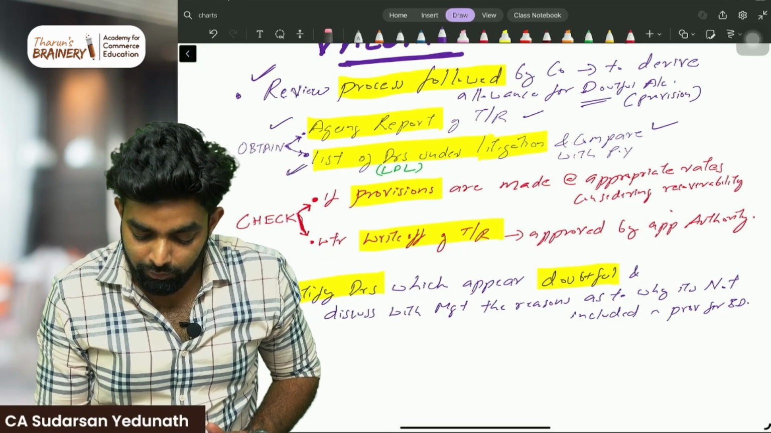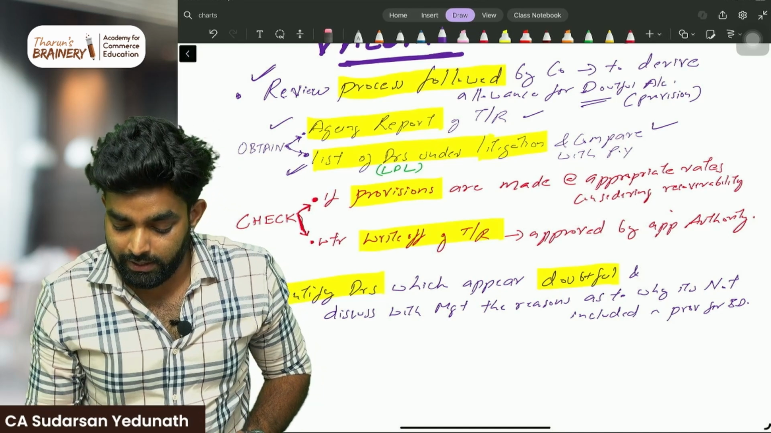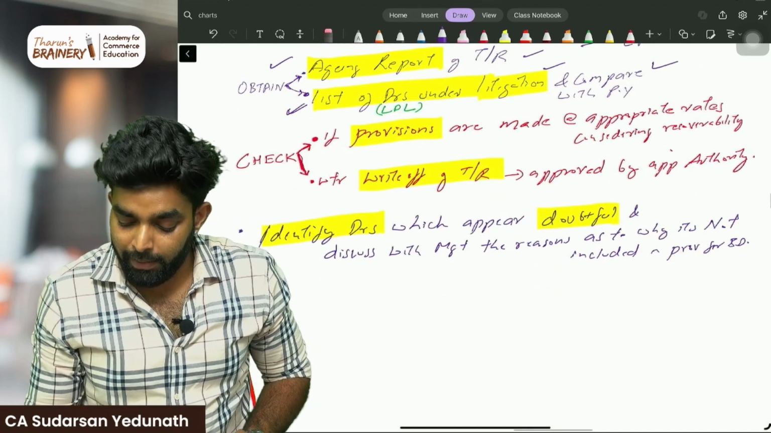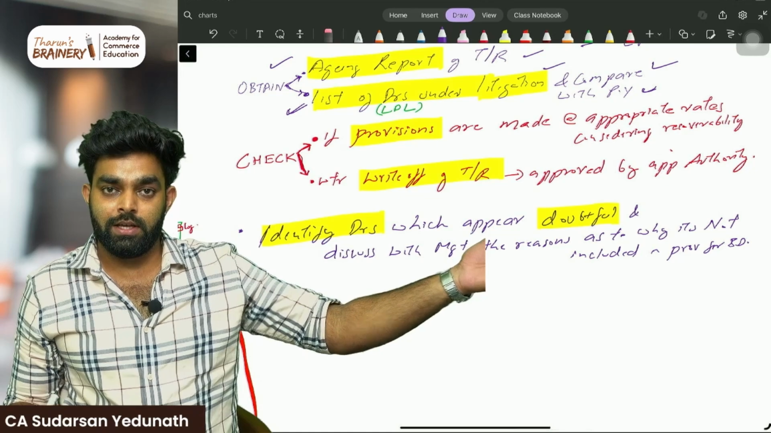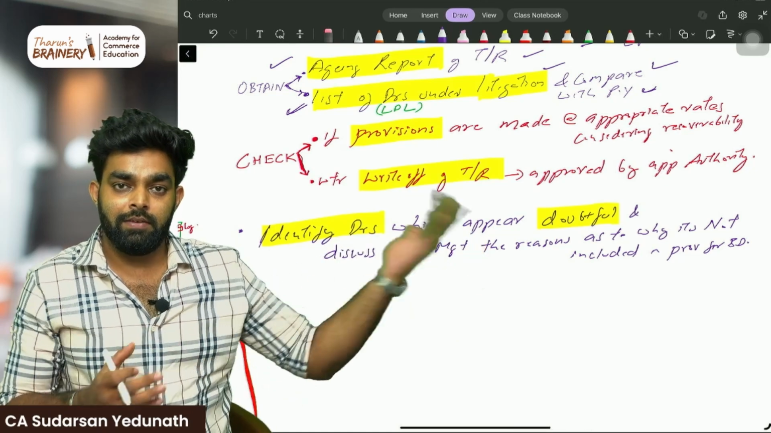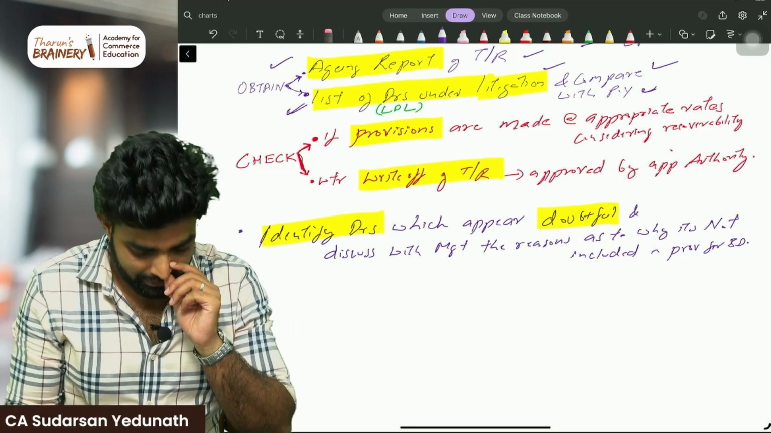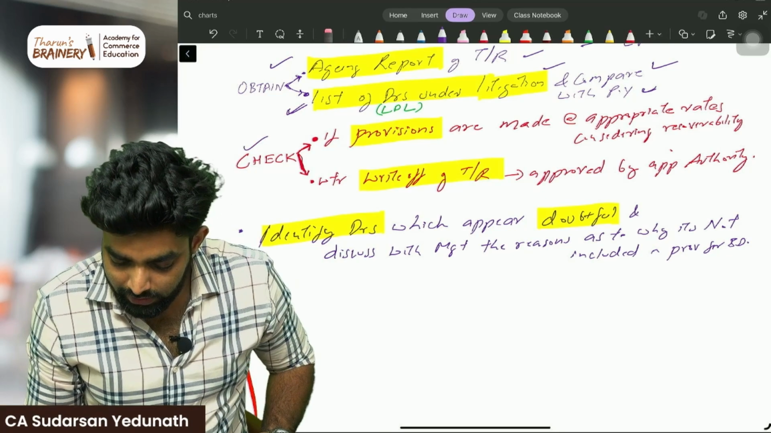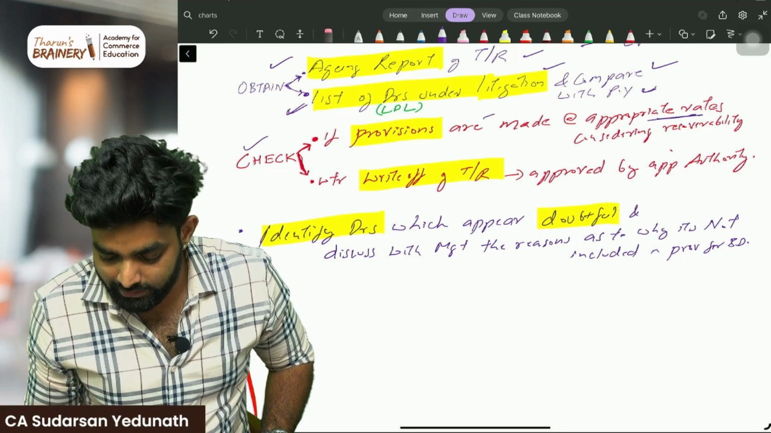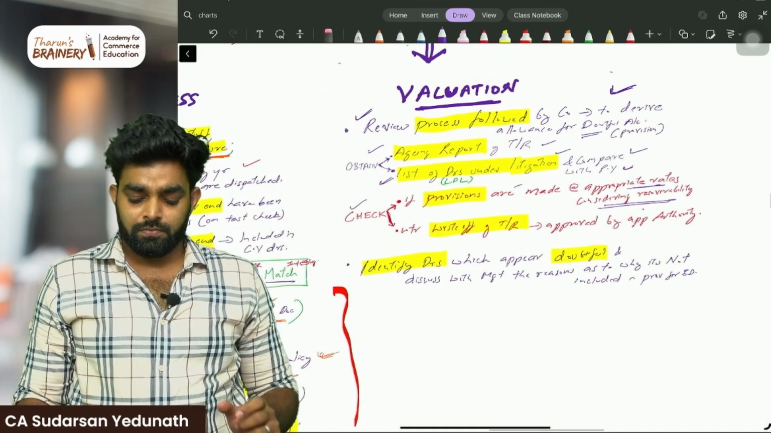So obtain a list of all those kinds of debtors where the litigation, the case is happening, and compare it with the previous year. Previous year, how many were there? The current year, how many were there? See whether anything was on repeat. Previous year also Flipkart, this year also Flipkart. See all these things. Then check if the provisions are made at appropriate rates considering recoverability.